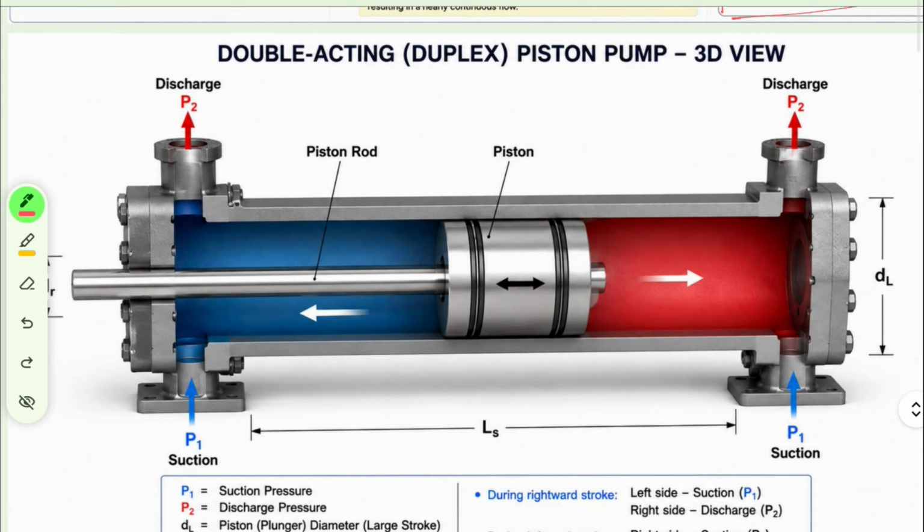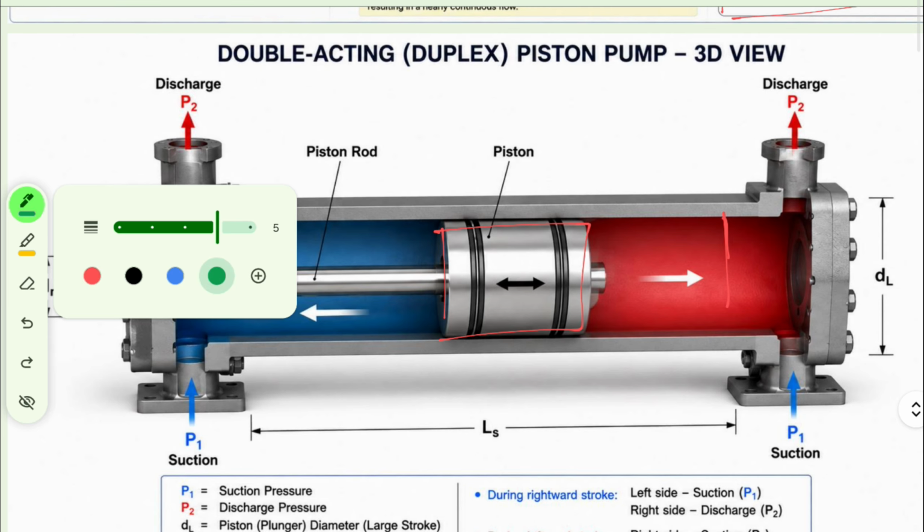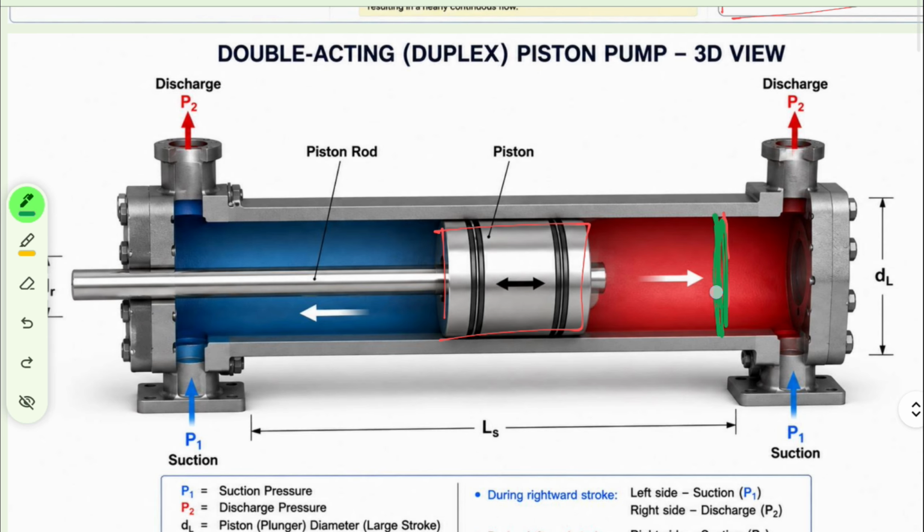So for an example, right now in this figure the piston is at the center. Let's suppose I am assuming that the piston is at this point. You can assume anywhere, it's up to you, okay? So let's suppose this is your piston and this is your piston rod. When they are moving backward, they will suck the fluid.